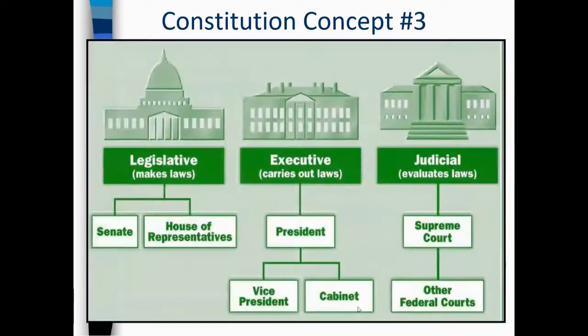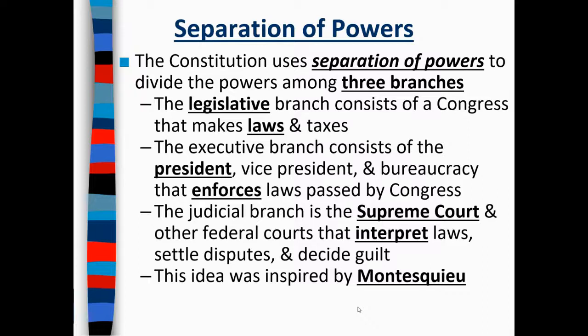Constitution concept number 3. Legislative, executive, and judicial branches. Separation of powers. The Constitution uses separation of powers to divide the powers among 3 branches.